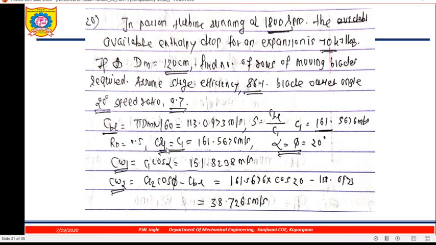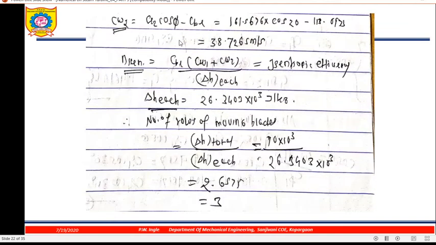Okay, so here CW1 we are getting, then CW2 we are getting. So by using the formula again, CW2 equal to CR2 cos phi minus CBL. Okay, you are getting the value of CW2 as 38.7265 meter per second.